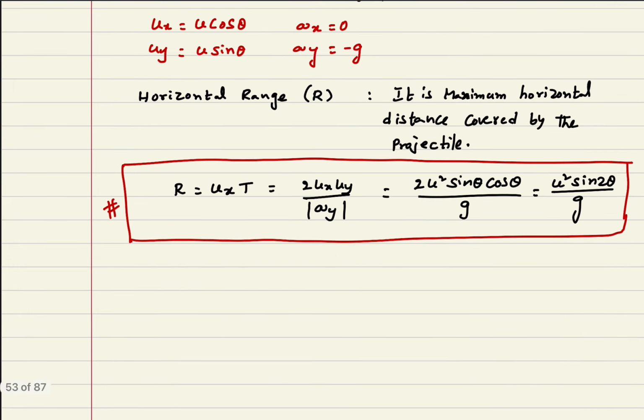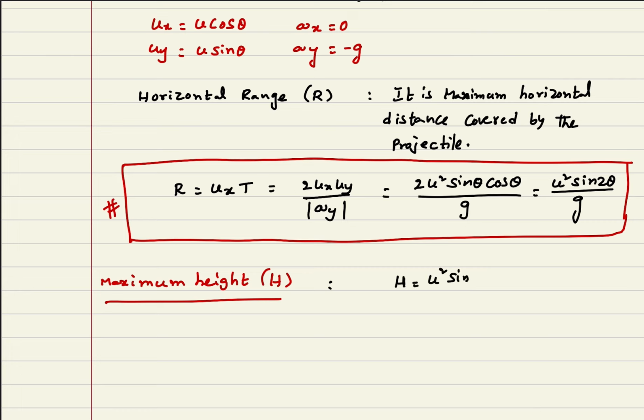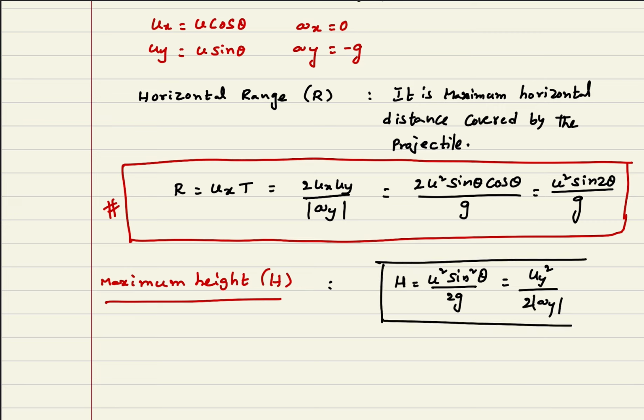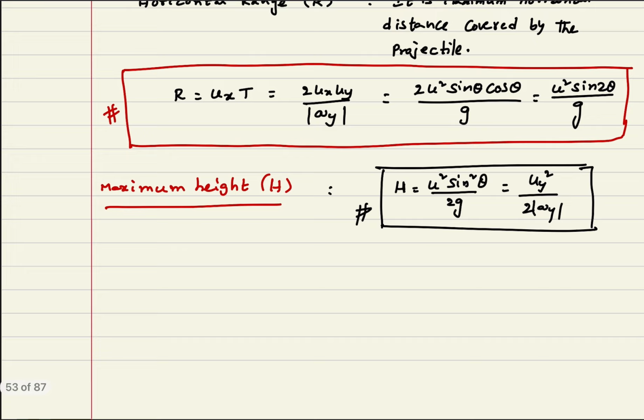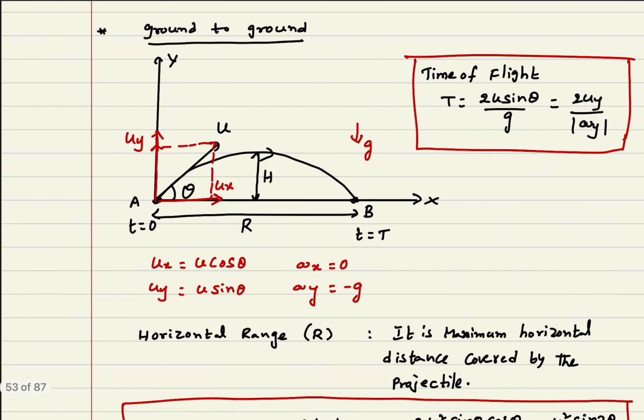Next, maximum height H. This can be written as H is equal to u square sin square theta divided by 2g. Same can be written as uy square divided by 2 into magnitude of ay. This is maximum height relation. You can use this maximum height relation. So 3 points I have given in this ground to ground projectile.